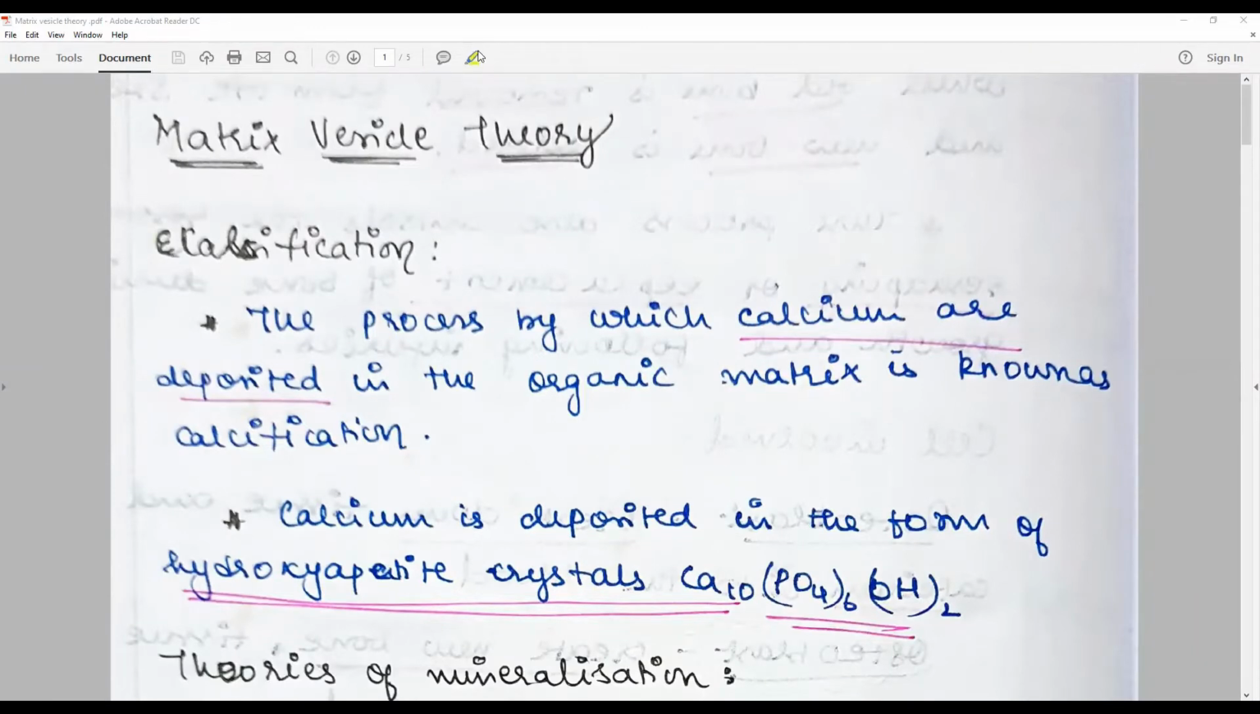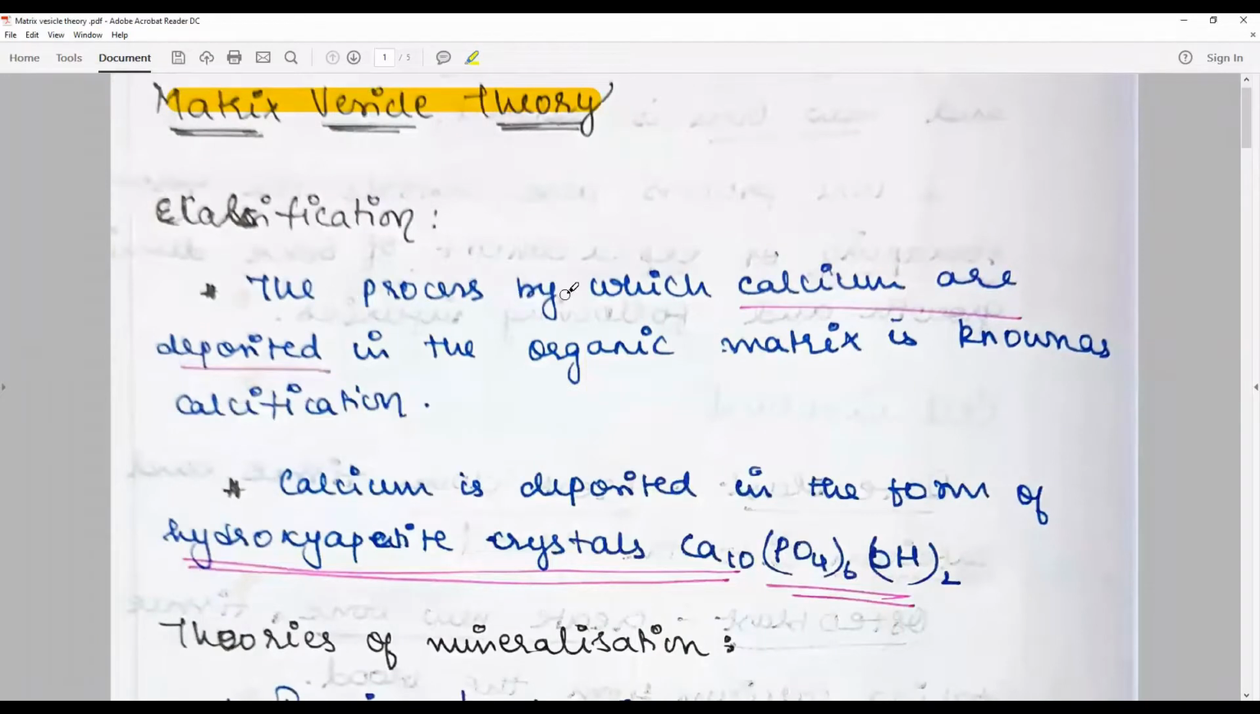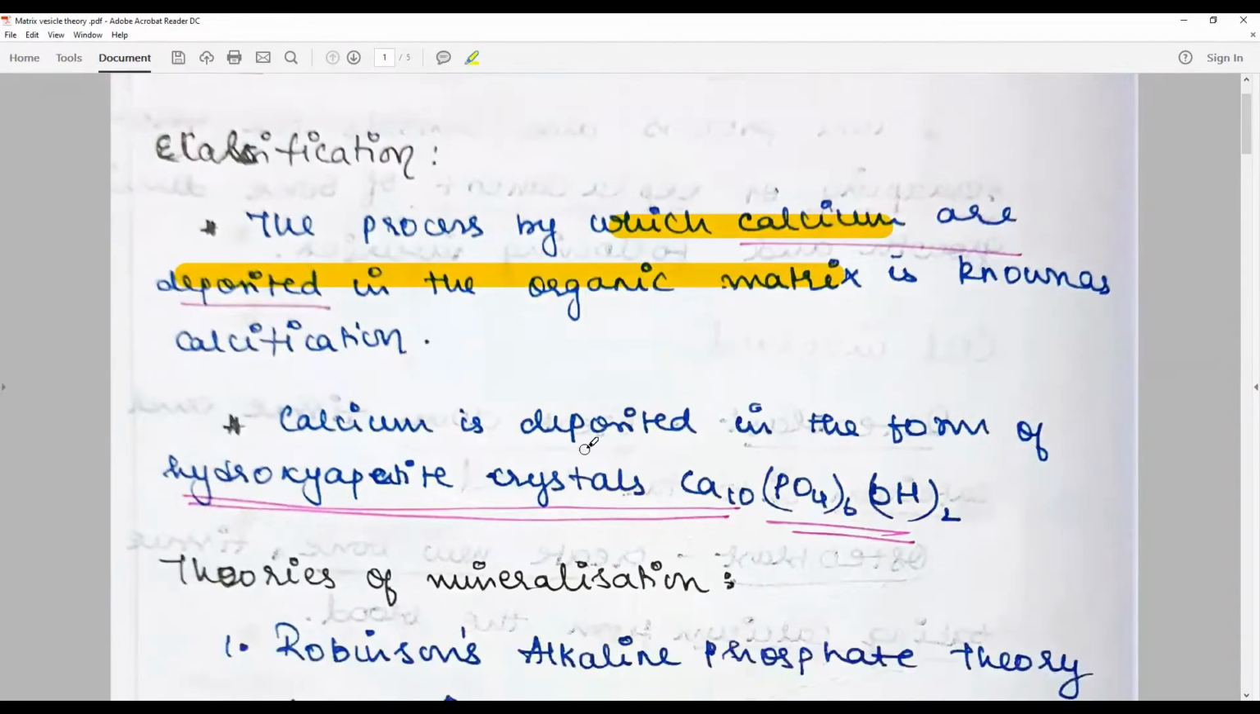The question that we are going to see is on matrix vesicle theory, a very important concept of calcification. Calcification is defined as the process by which calcium is deposited in the organic matrix. It is deposited in the form of hydroxyapatite crystals, which is given by this formula, Ca10(PO4)6(OH)2. Very important: Ca10(PO4)6(OH)2·10H2O, because it is a hydrated form.